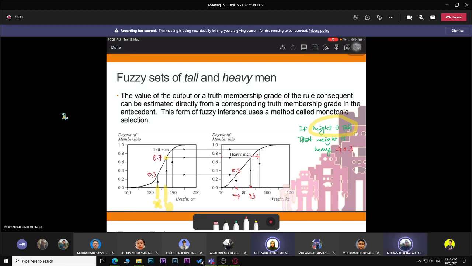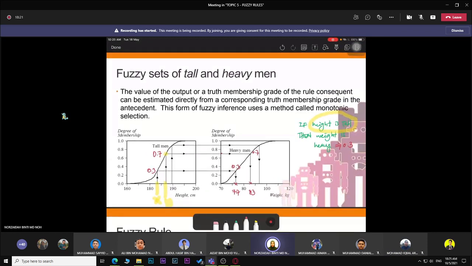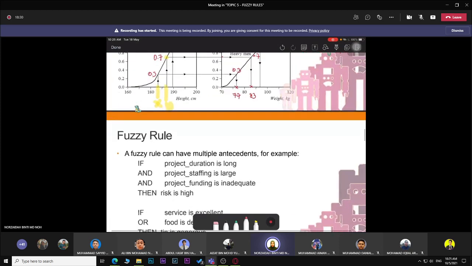Alright. Is it clear to everybody? Yes. Okay, Alhamdulillah. So that is how we apply in a rule. So that how we are going to find the degree of membership for the consequent. Kita akan ambil from the antecedent. Itu kalau ada satu je.